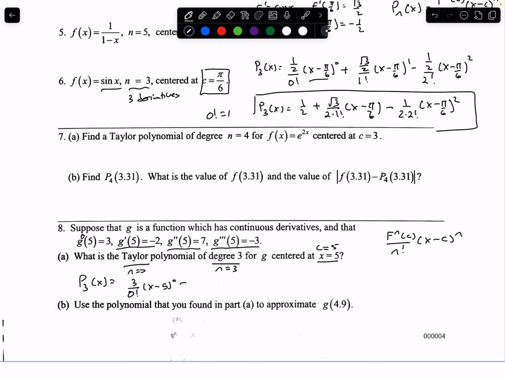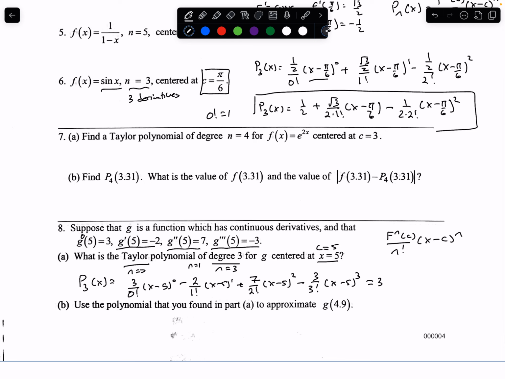Next, minus because my value of my second derivative is negative, minus 2 over, and this just becomes for us 1 factorial, because now we're at n equals 1, times x minus 5 to the first. And then the next one, let n be 2. That becomes plus 7 over 2 factorial, x minus 5 squared, and then minus 3 over 3 factorial, x minus 5 cubed. And I can clean this up because the entire first term just becomes 3.